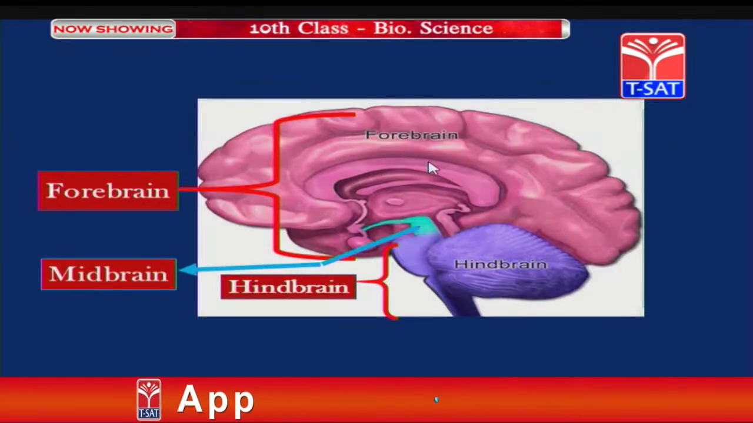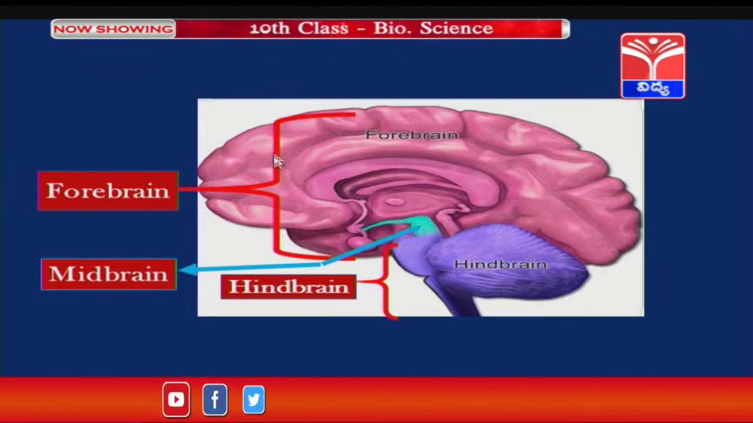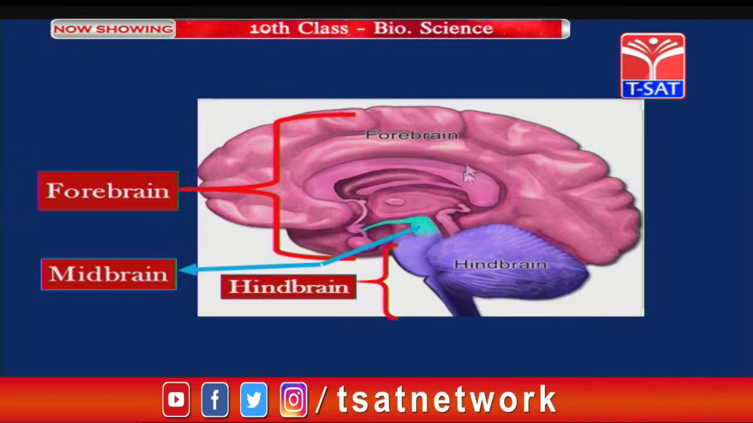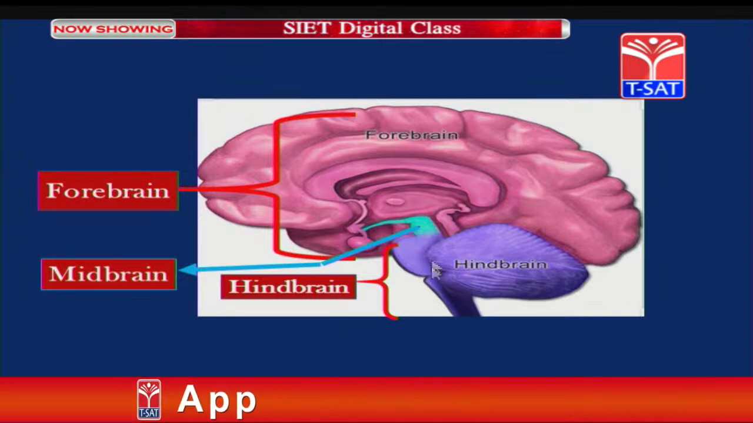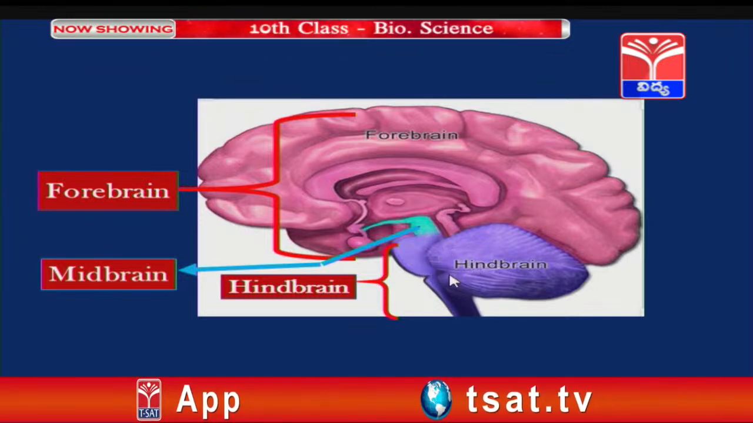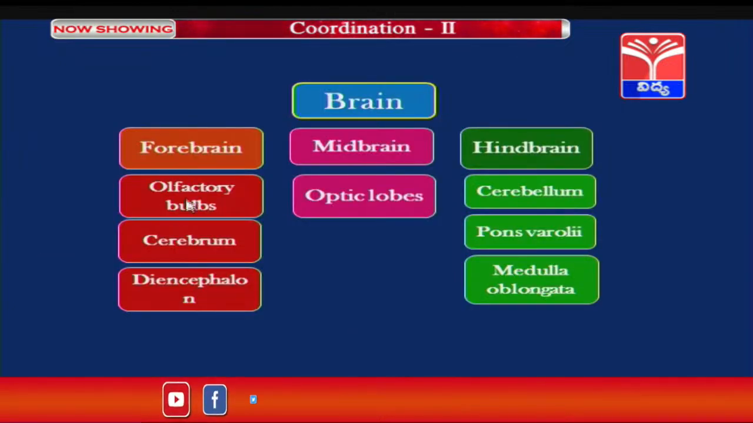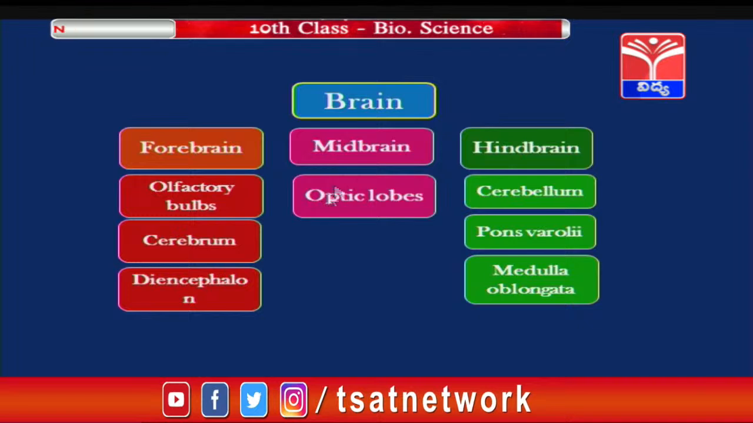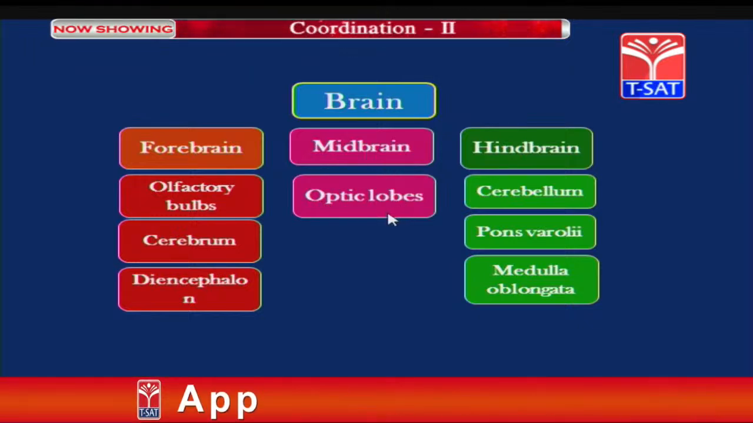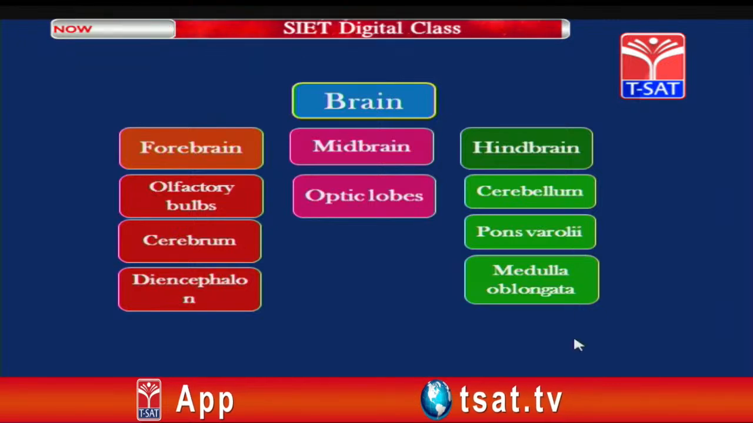This is the picture showing the various parts of the brain. The human brain is divided into 3 parts: forebrain, midbrain and hindbrain. This part is called the forebrain, the light blue colored part is called the midbrain, and the deep blue colored part is called the hindbrain. Let us look at this flow chart. The forebrain includes the olfactory bulbs, cerebrum and diencephalon, whereas the midbrain includes the optic lobes. The hindbrain includes the cerebellum, pons varolii and medulla oblongata.